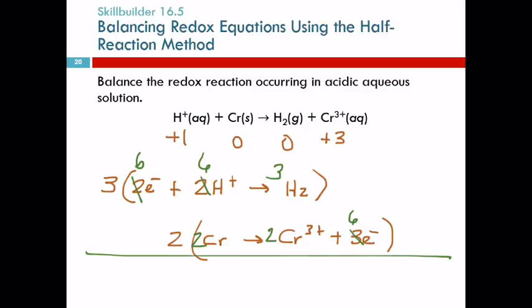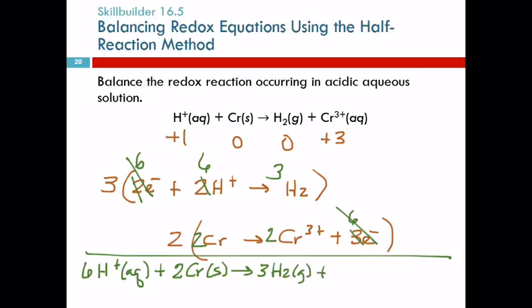And when I add these together, the 6 electrons on each side go away, and I'm going to copy down what's left. I've got 6 H plus. I'm going to be good and put my state symbols back. And I've got 2 chromiums, and that's going to make 3 hydrogen molecules and 2 chromium ions. Any questions?